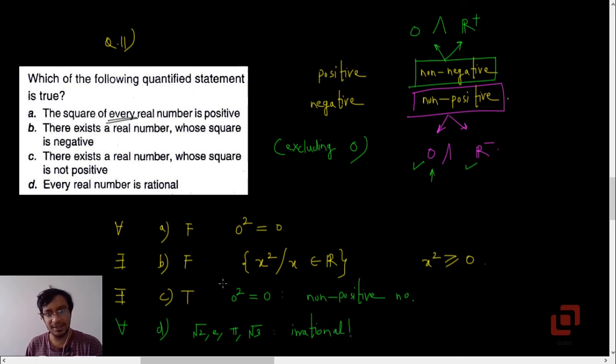So this question is entirely based on your interpretations of the propositions positive, non-positive, non-negative and non-positive. Okay, so please keep these things in mind. Non-negative includes 0 and positive real numbers. Non-positive includes 0 and negative real numbers. Okay, so that is question 11.